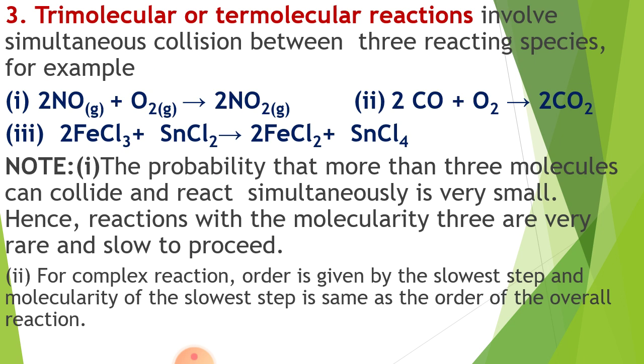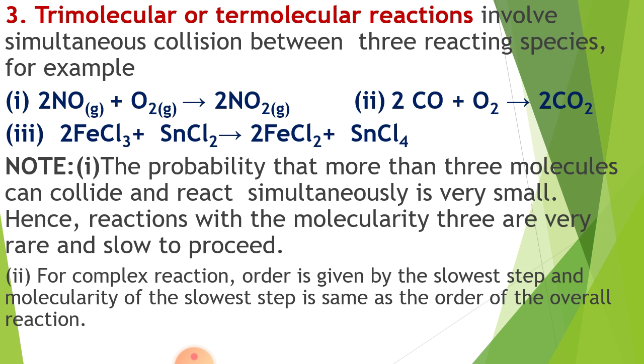Third, trimolecular reactions are also known as termolecular reactions. This involves simultaneous collision between 3 reacting species. For example, 2NO plus O2 gives 2NO2, that is, nitric oxide reacts with oxygen to produce nitrogen dioxide. This is a brown color gas and also paramagnetic in nature due to the presence of 1 unpaired electron on the nitrogen atom.